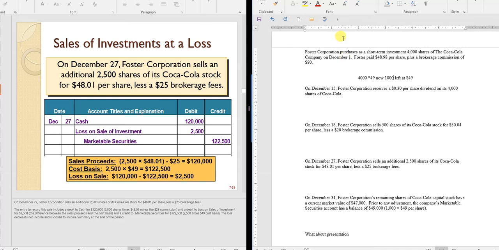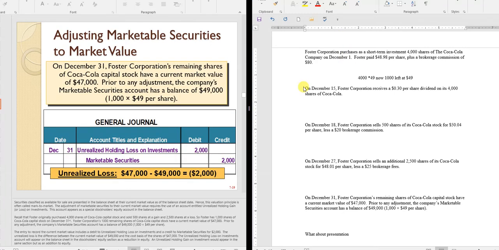Okay, so if you remember on our first day when we talked about cash, cash is held at book value, but marketable securities are kept at fair market value. So right now we have them on our books for $49 each. But on December 31st, which is the balance sheet date, whatever day you have your balance sheet on is the day you have to revalue them. So we have 1,000 shares left, with a current market value of $47,000. We knew it was $49,000 because that's what we had them on our books for.